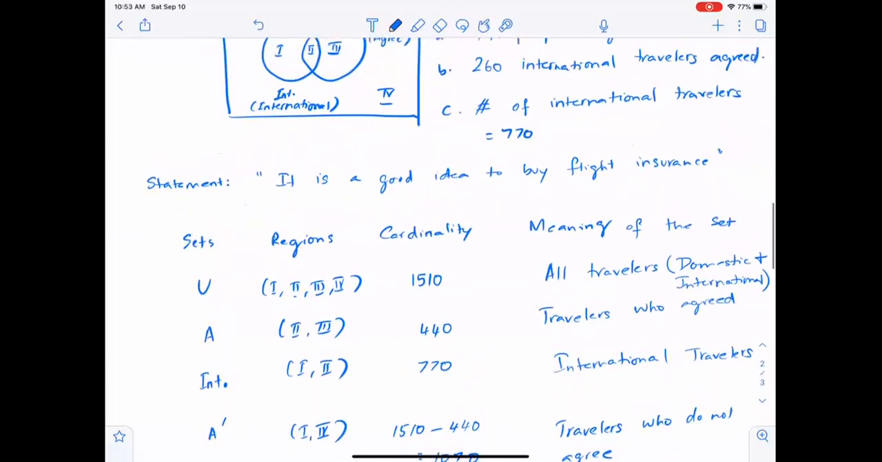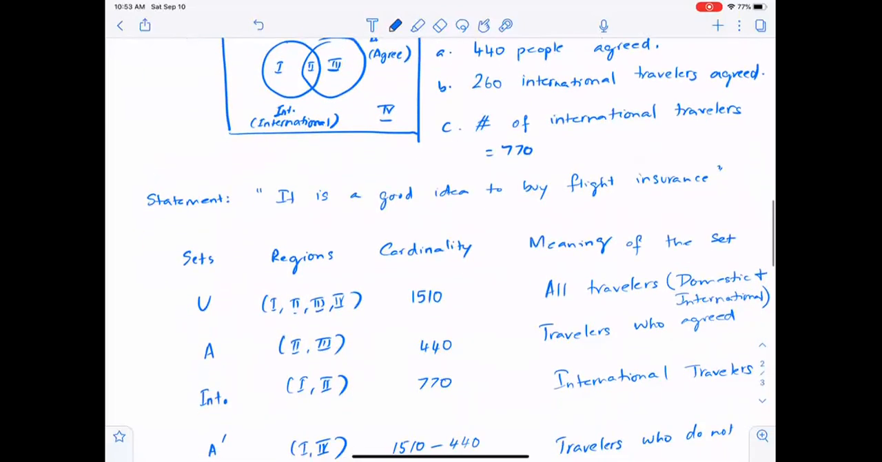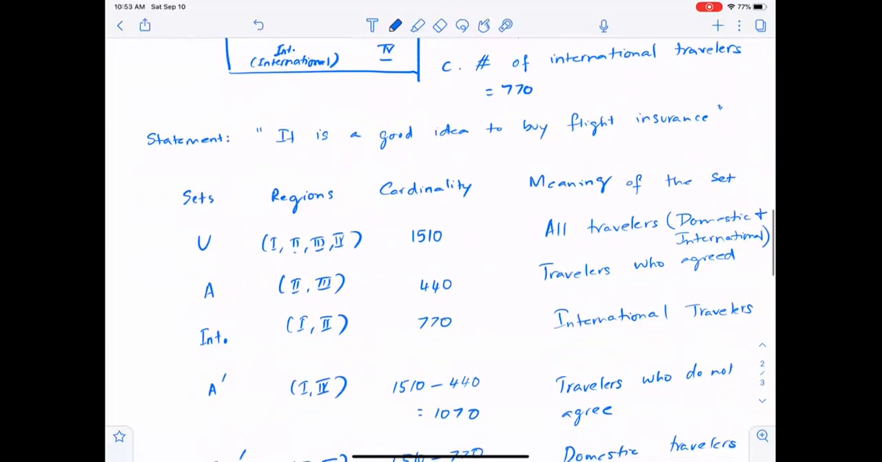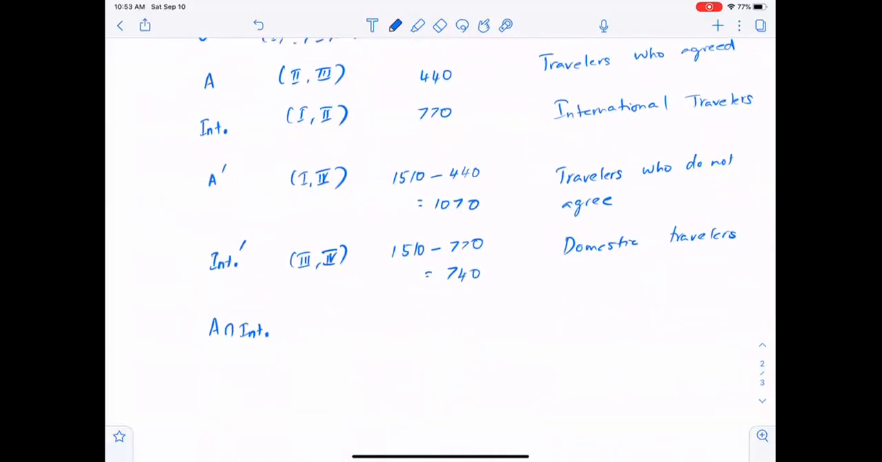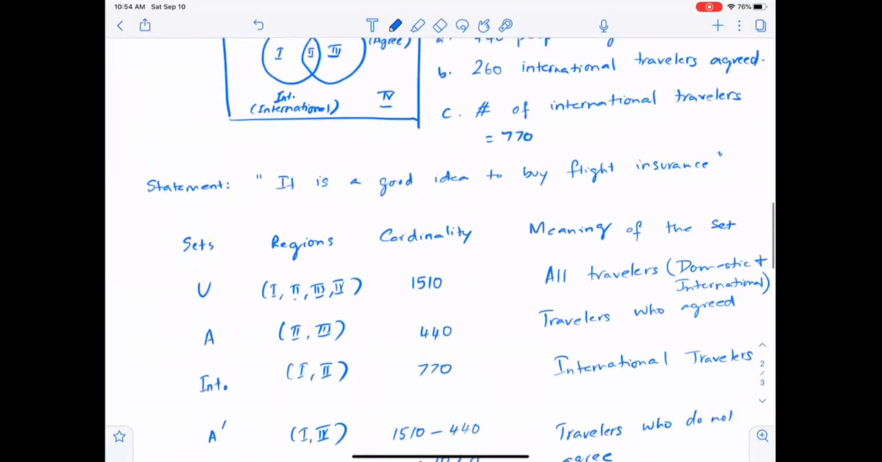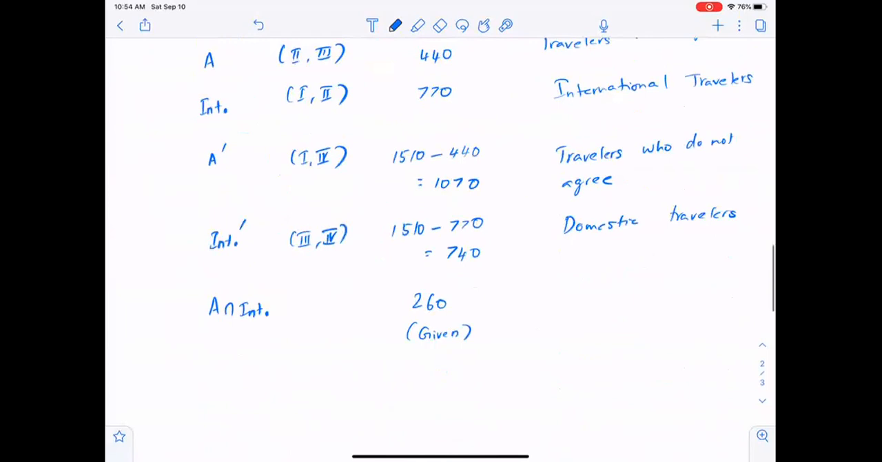It is provided in the problem that 260 international travelers agreed. So the number is 260. It is given to us. It will correspond to region number 2.